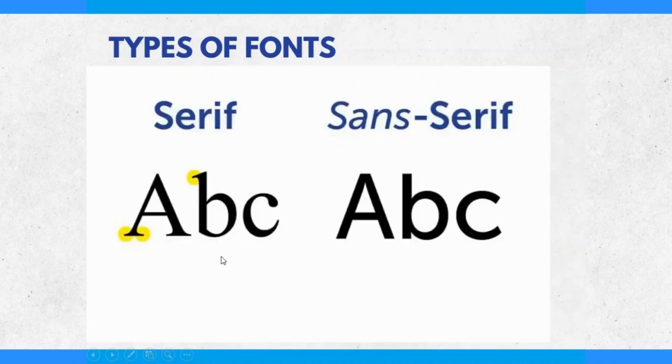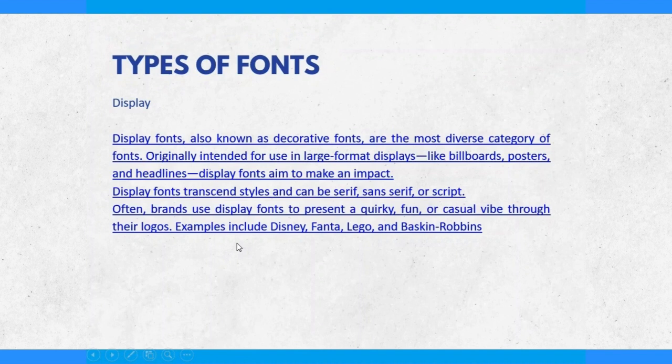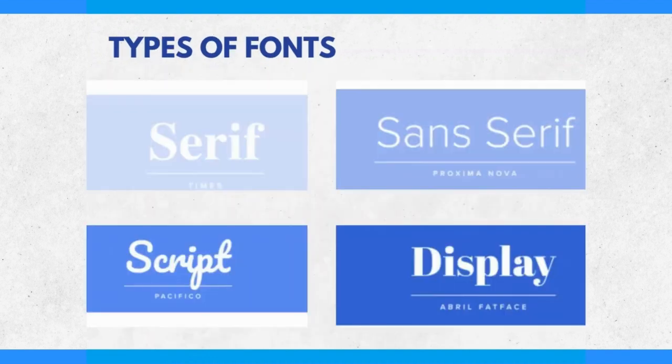Now, apart from script font, we have what we call display font, which are also called decorative font. They are variations of the serif, sans serif, or script font, and they tend to be more fun, more casual in the way that they are expressed. So you can see examples like the logos of Disney, Fanta, Lego. All of these things are examples of display fonts. You can use them in billboards and the likes. So this is an example of a display font. So you can explore different fonts and see how they work in your design.